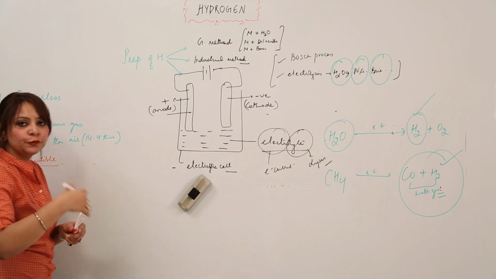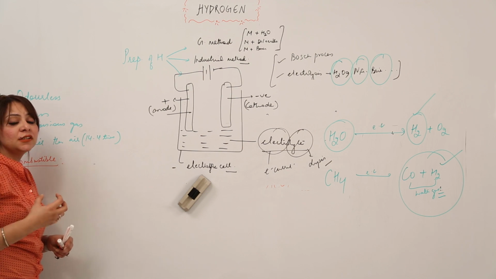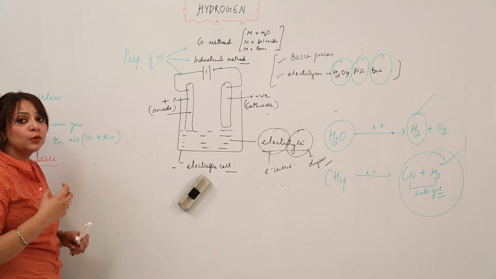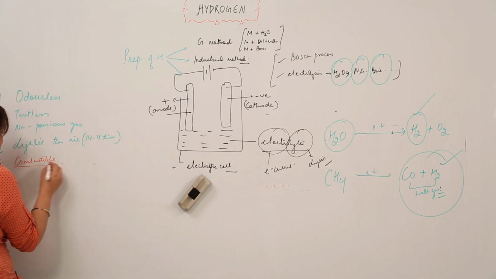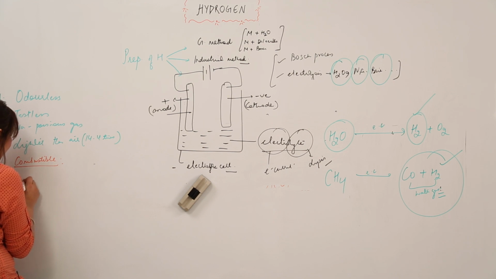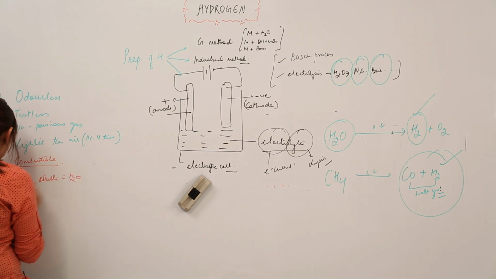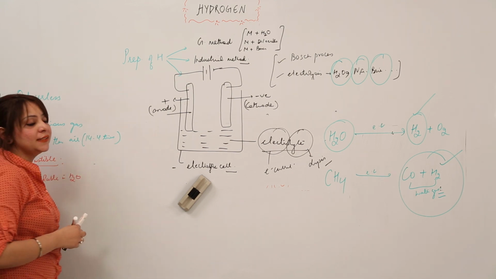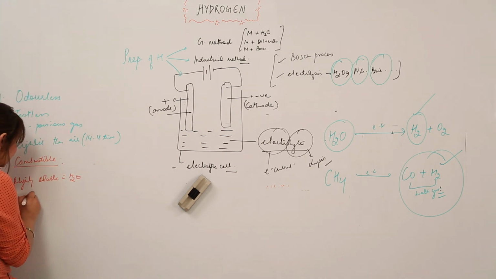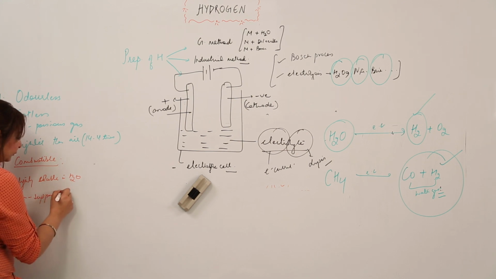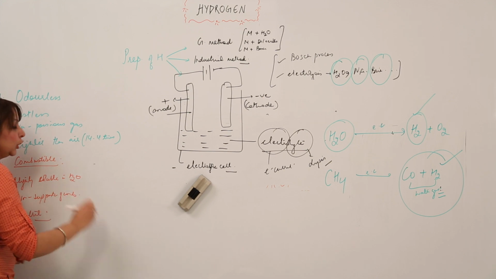We'll be discussing these points further in detail as well, because these properties play an important role. That is why hydrogen is used in many other fields, right? So it is a combustible gas. It is slightly soluble in water, not so soluble. And whether it supports combustion or not, it is a non-supporter of combustion. And what about pH? It is neutral, neither acidic nor basic.